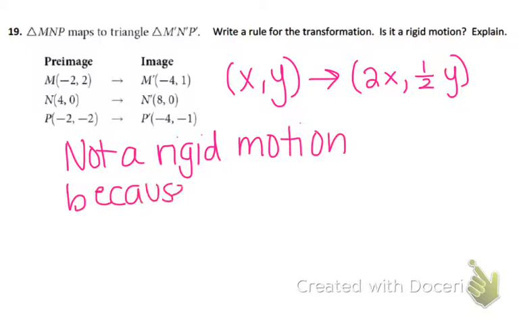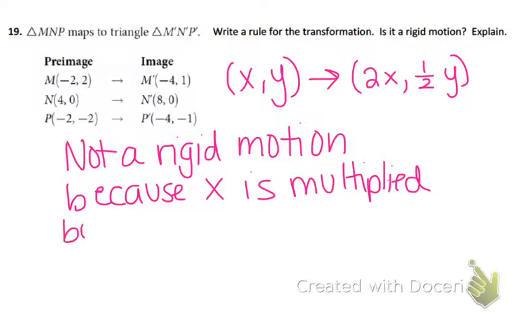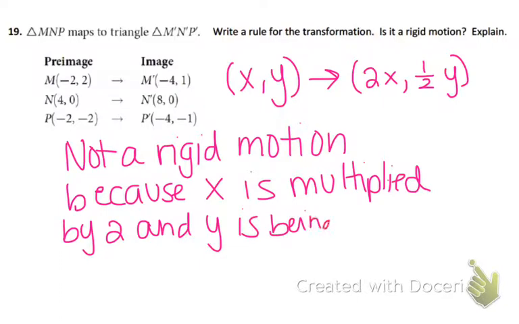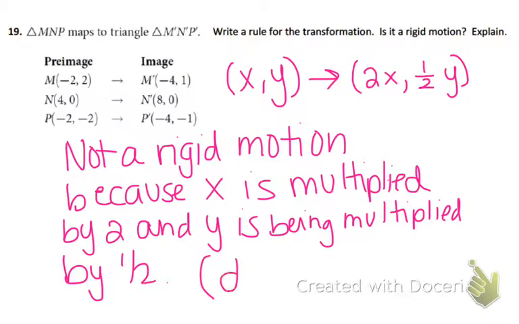Not a rigid motion, because x is being multiplied by 2, and y is being multiplied by 1/2. Essentially what we have right here is a dilation. And if you recall from class, dilations are not rigid motions. All right, let's keep going.